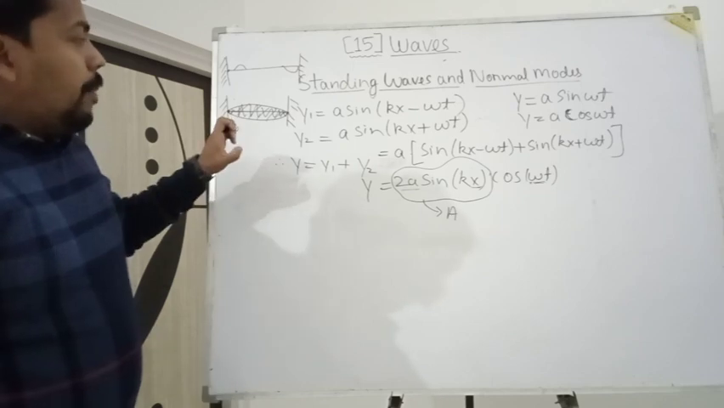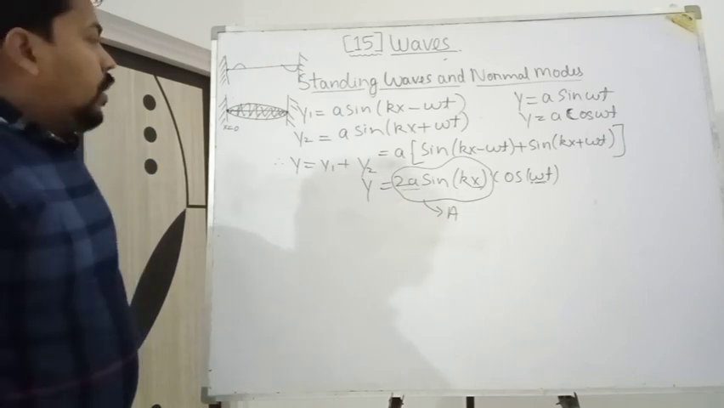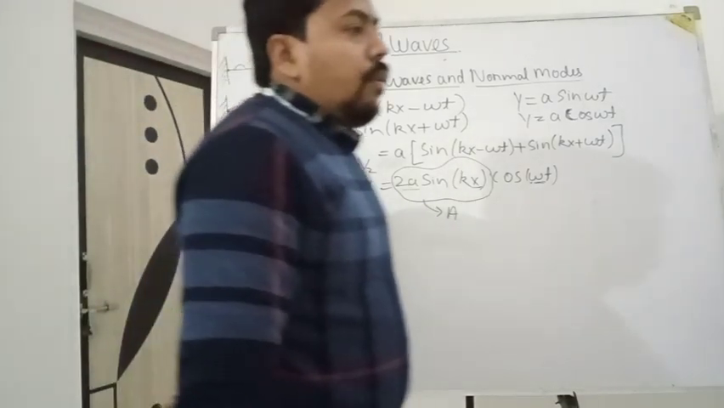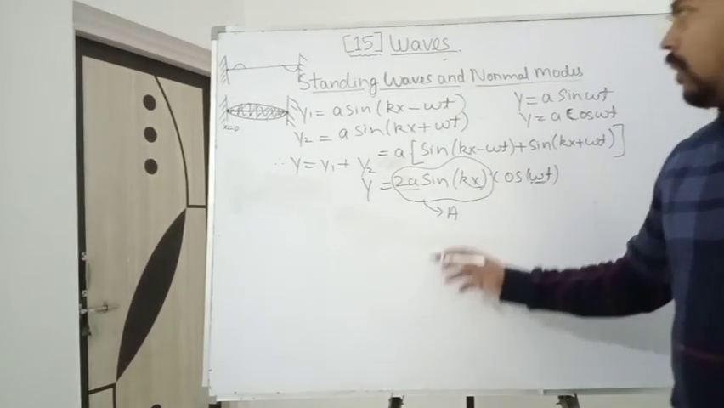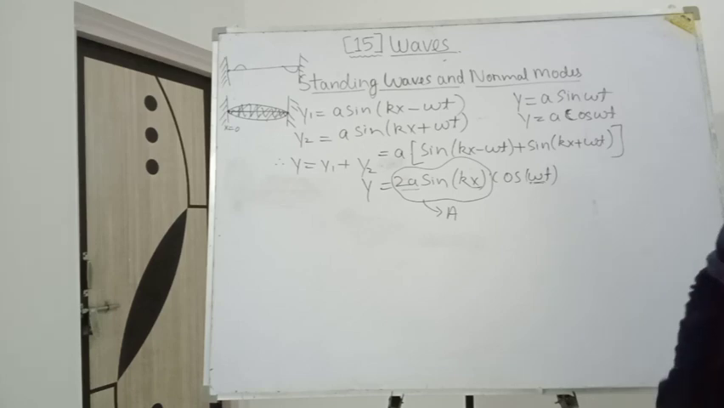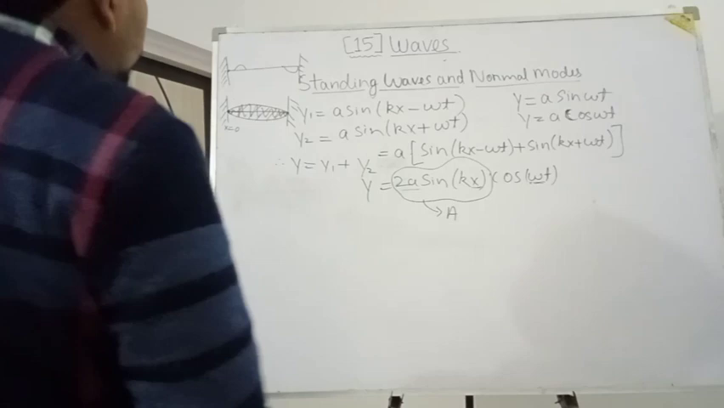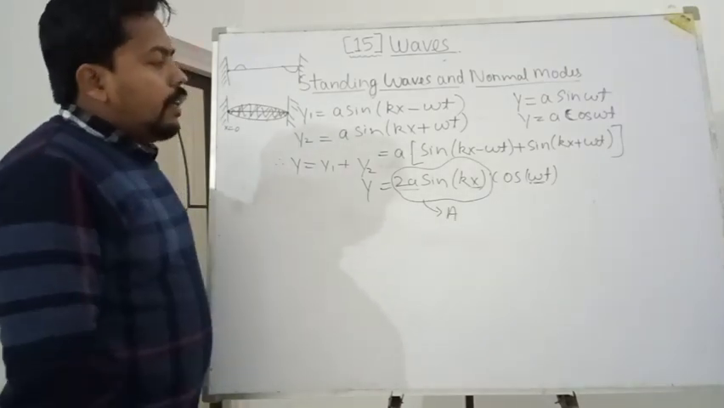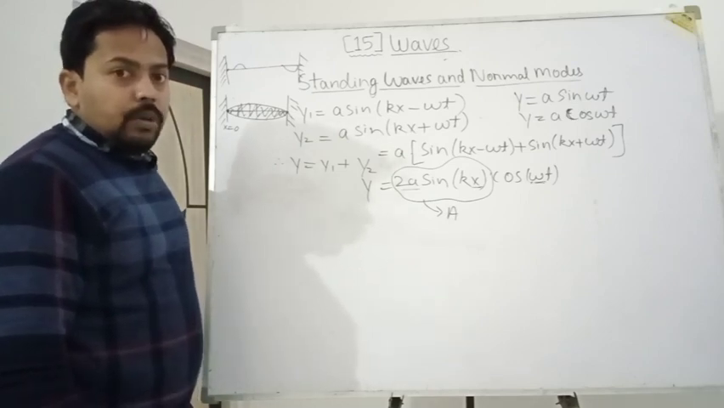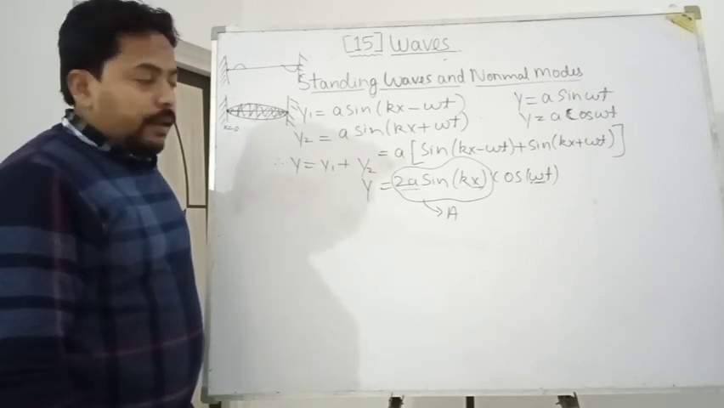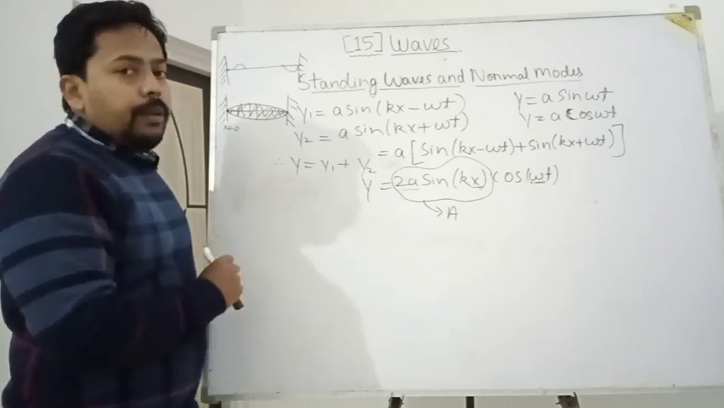And what is the minimum amplitude? That will be equal to 0. So let's talk about that. What is the amplitude factor? What is the frequency factor in this case of a standing wave? The main conclusion is that the amplitude varies, and the point at which the amplitude is 0 will be known as a node.